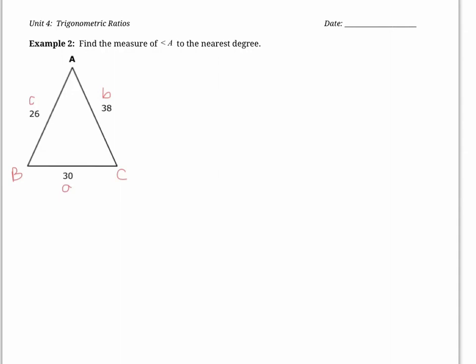So let's start off first by writing out the cosine equation that we're going to use, which is a squared equals b squared plus c squared minus 2bc times the cos of A. And let's fill in what we do know. What we do know is we know what a squared is. That's just going to be 30 squared. We know what b squared is. It's going to be 38 squared. And we know what c squared is. It's going to be 26 squared.